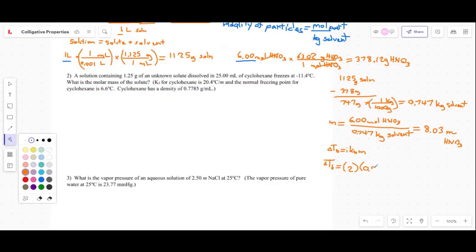So 0.51 degrees Celsius per molal. That is our Kb that's given in the problem. And then we just plug in our molality, which is the 8.03. And then all we have to do is calculate that out, and what do we get?